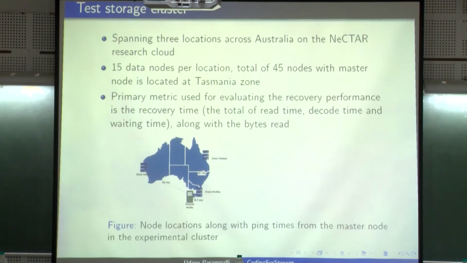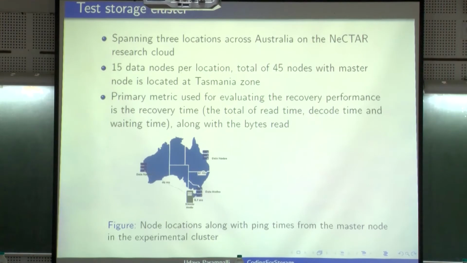So what is our test cluster? I think we already explained it in the past. This is a NeCTAR research cloud. We have 45 nodes in total, spread over 3 locations, and the master node is in the Tasmania sector. If this is the picture of Australia, it's almost like a semi-circle, and you see Tasmania is just protruding outside. It's like Sri Lanka to India. That's the place where one of the major nodes is located. Another one is in Melbourne, and I think there is one in Perth and one in Queensland.